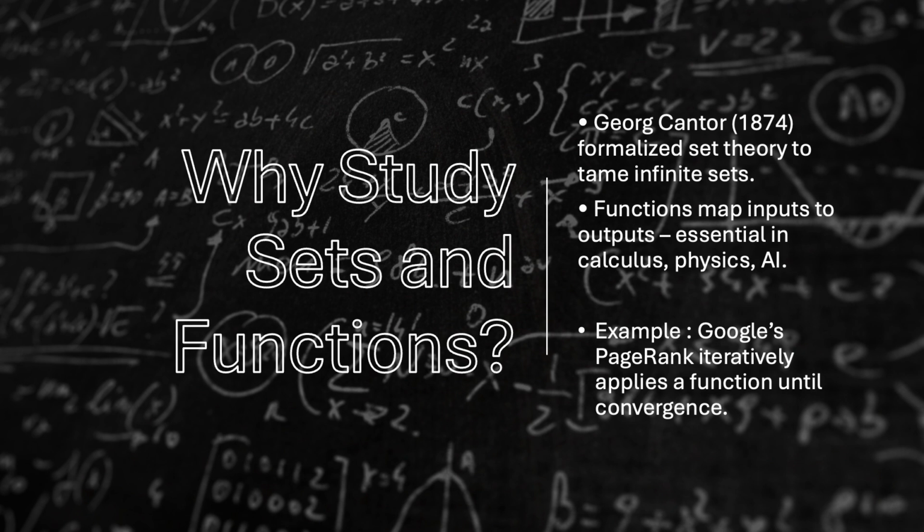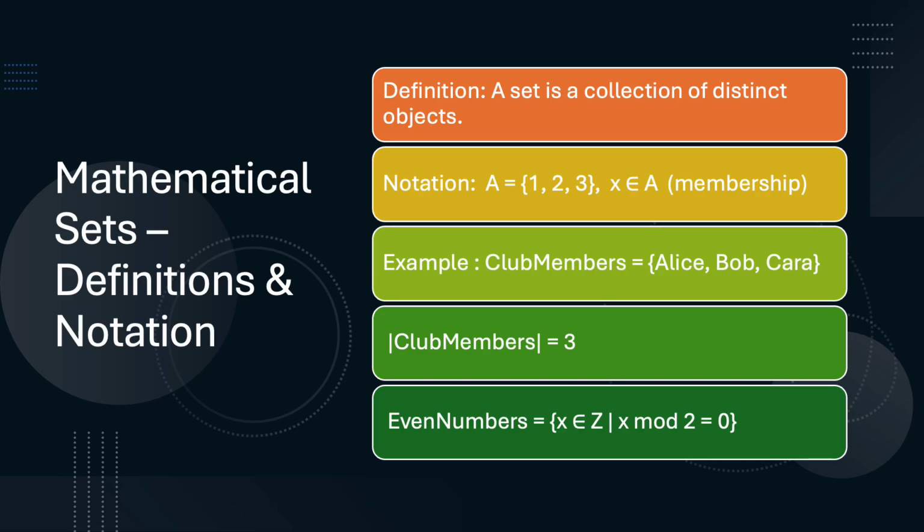In 1874, Georg Cantor invented set theory to compare infinities. That same language now powers SQL queries and Google's PageRank. Also, functions map input to output, which is essential in calculus, physics, and AI.